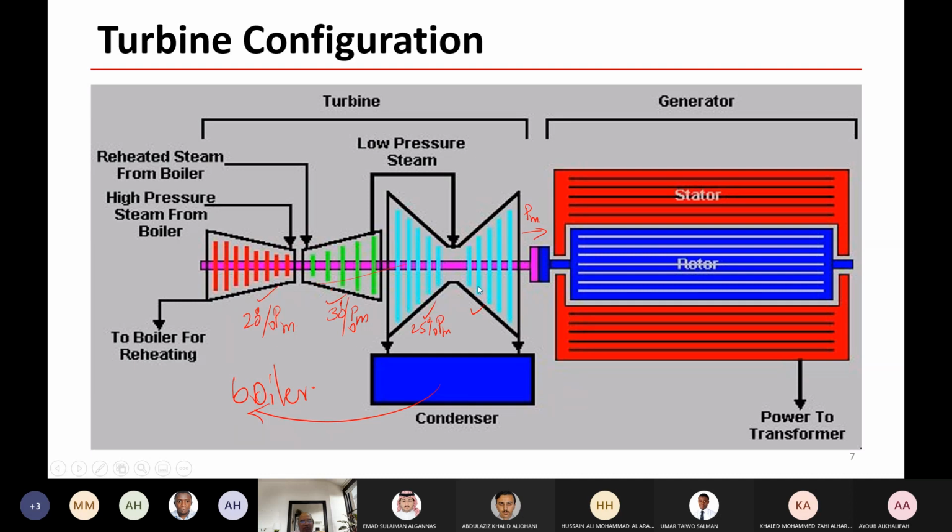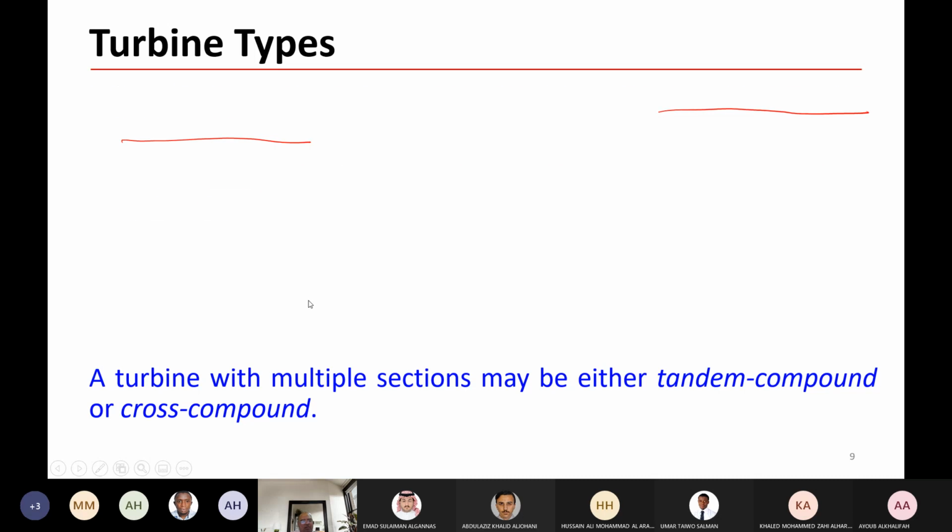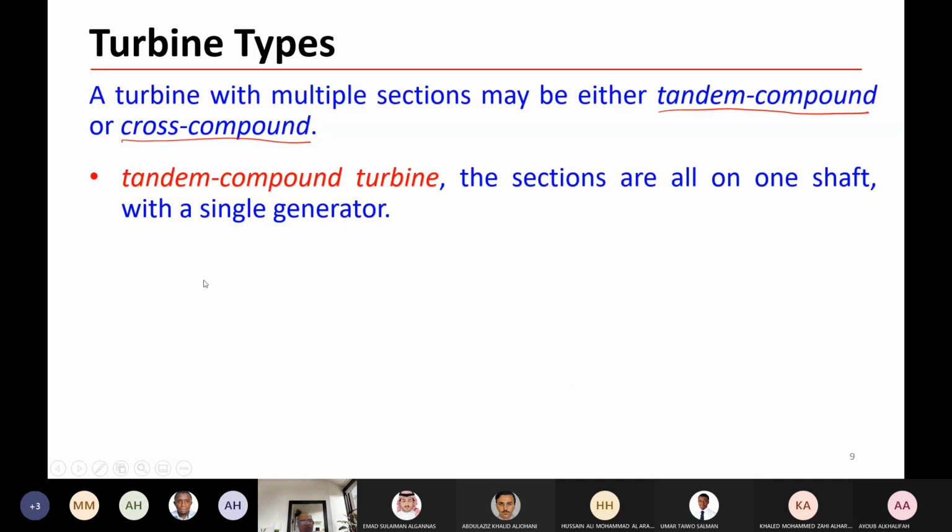So you can have, for example, the low pressure part of the turbine mounted on another shaft, and you have another generator here. So the high pressure part comes to one generator, and the lower pressure part can come to another generator. So you have two generators here. This is the cross compound. They are running in parallel. Tandem means series. Cross means parallel connection.